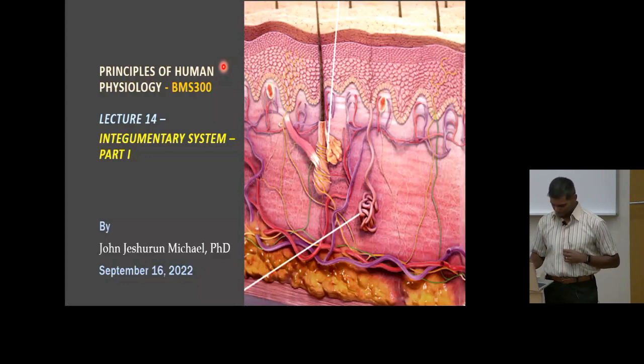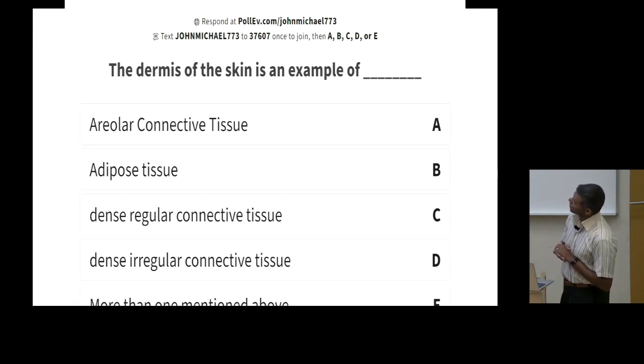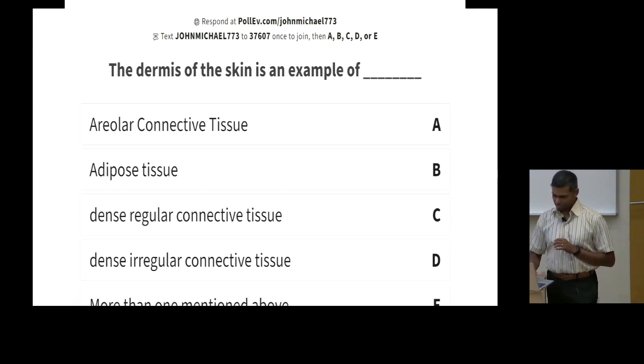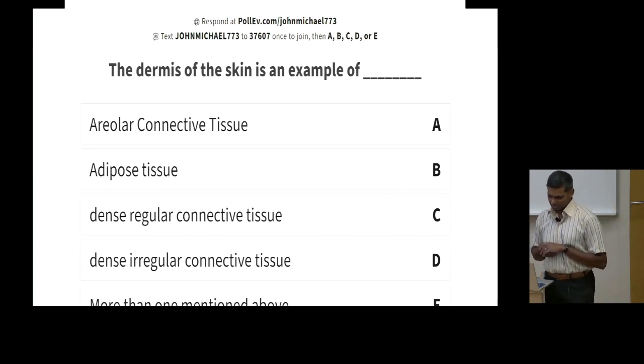So before we get started, I have a couple of review questions. So the dermis of the skin is an example of which of the following connective tissue? Is it an example of the areolar connective tissue, the adipose tissue, dense regular connective tissue, dense irregular? More than one of these answers is correct.